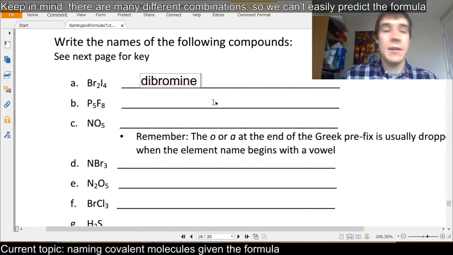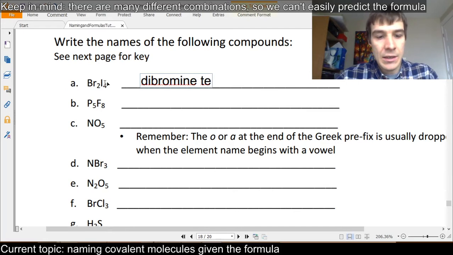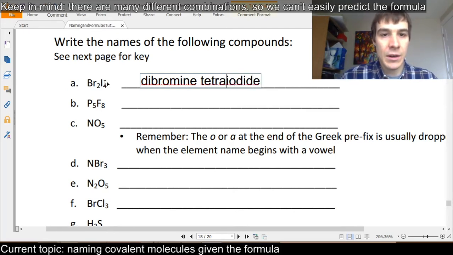And then just like in ionic compounds, we use an "ide" ending at the end of the second thing. That's just by convention. Dibromine tetraiodide. Right, tetra for 4, because there's 4 of them. Iodide because it's iodine. So dibromine tetraiodide would be the name of that formula.